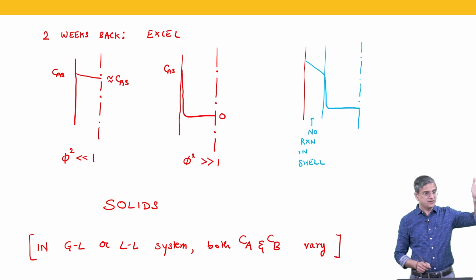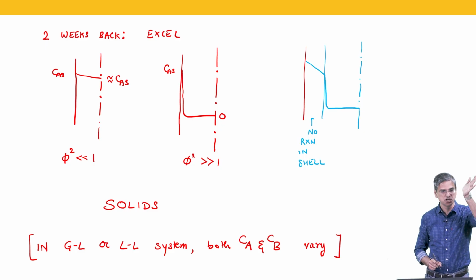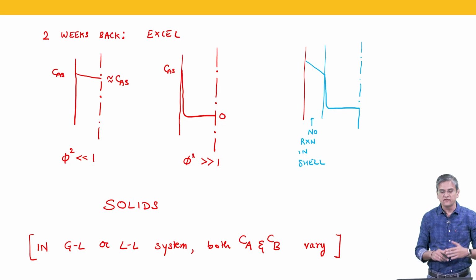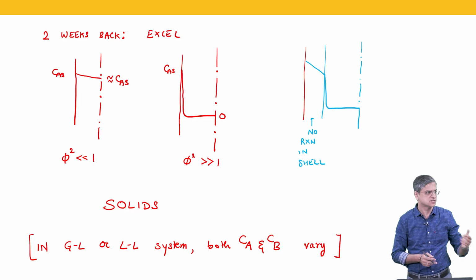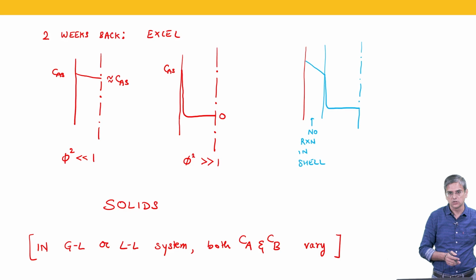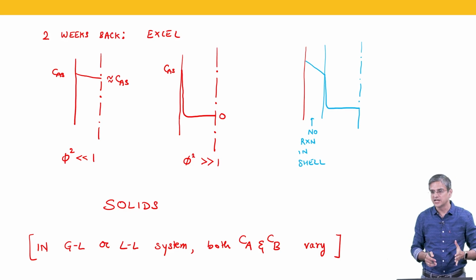Okay. So wherever A is not encountering B, there is no change that is happening. As soon as A encounters B, it will immediately fall to 0. What if your phi is of the order of 1, phi square is of the order of 1, phi square is from 0.1 to 10, or phi is from 1 by 3 to 3? What do we observe in that case? We observe the case to be somewhere in between.